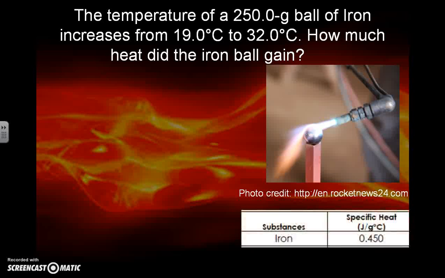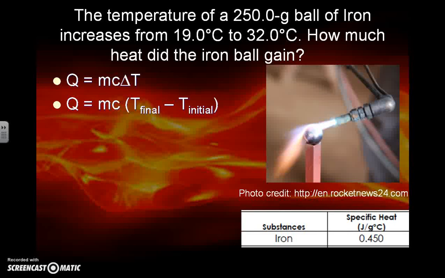You would first look up the specific heat of iron, which will either be given to you in a table or in the question itself. And then you would start with the formula. Okay, here you'll be able to start making substitutions. Here I have a reminder built in for you that delta T just means the temperature final, meaning at the end of the problem, minus the temperature at the beginning of the problem. So in order to figure that out, you've got to be careful what you're subtracting from what. It says the temperature increases from 19 to 32. So 32 is the final, 19 is the initial.